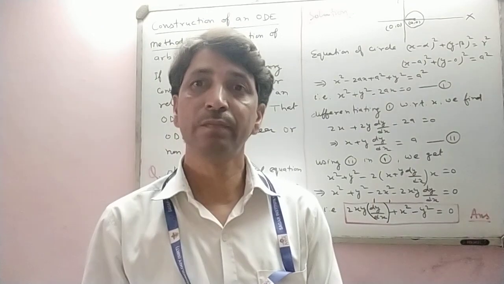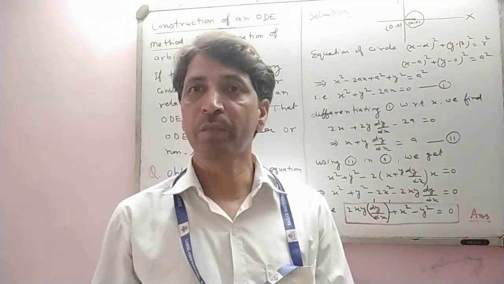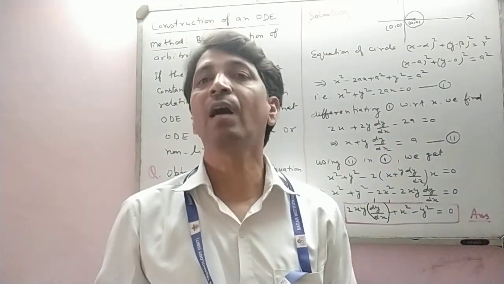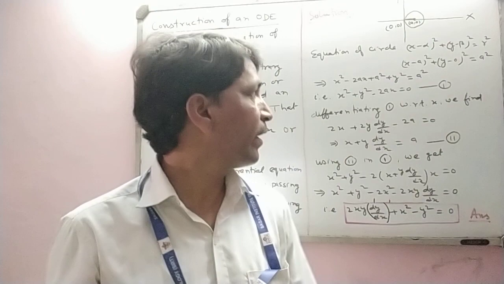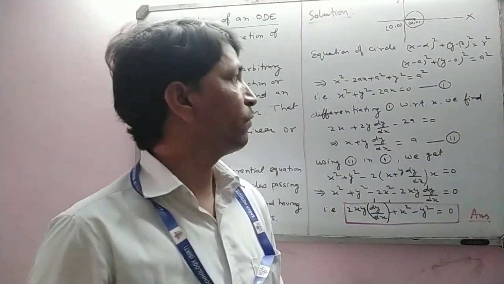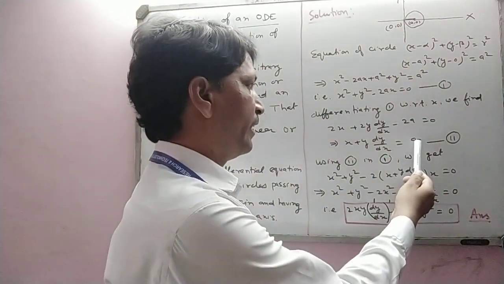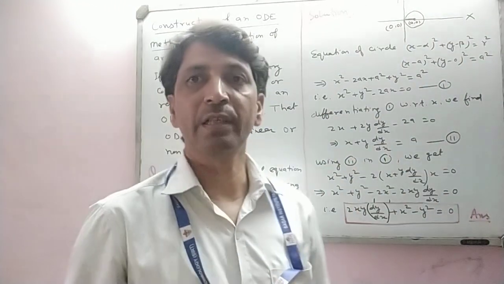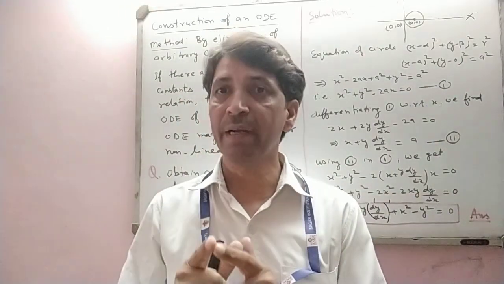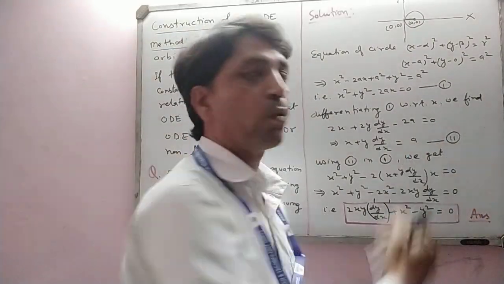How do we find it? We differentiate this equation one time with respect to x. Here we assume y as the dependent variable and x as the independent variable. When we differentiate this equation with respect to x, we find this. It can be written as a is equal to x plus y dy upon dx. This is equation 2. We have to eliminate the constant a from equations 1 and 2.